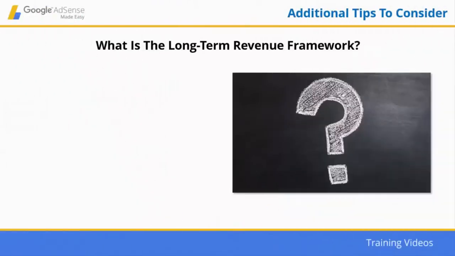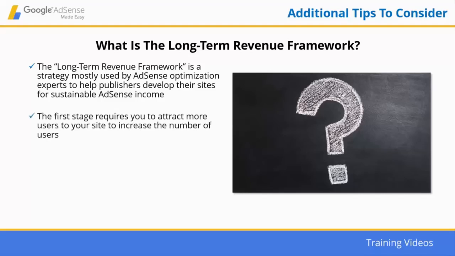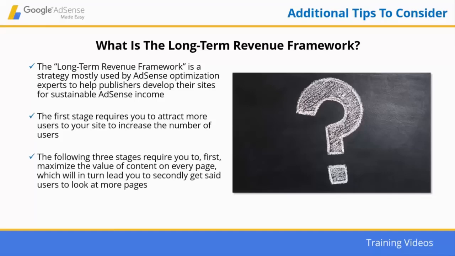What is the long-term revenue framework? The long-term revenue framework is a strategy mostly used by AdSense optimization experts to help publishers develop their sites for sustainable AdSense income. It is a framework that encompasses 4 stages that have 2 objectives: increase number of users and increase revenue per user. The first stage requires you to attract more users to your site to increase the number of users. The following 3 stages require you to first maximize the value of content on every page, which will in turn lead you to secondly get said users to look at more pages.